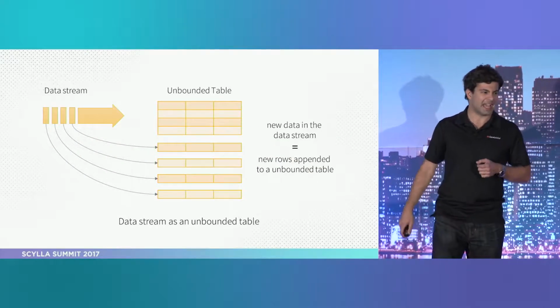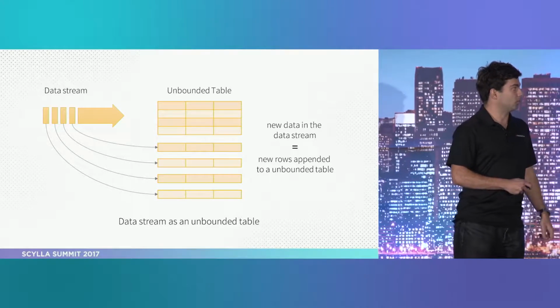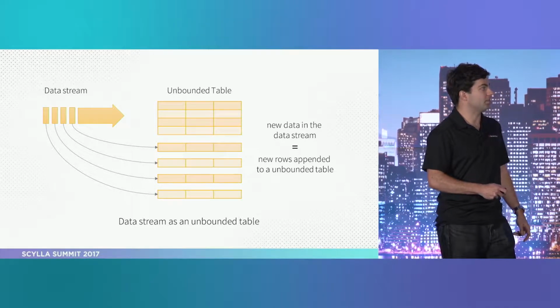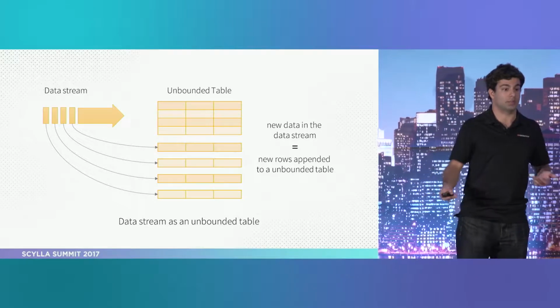So you have a table coming in. You have a data stream coming in. What you do is, as your data stream comes in, you append it to an unbounded table. And basically, new data in the stream is new rows appended to your table.